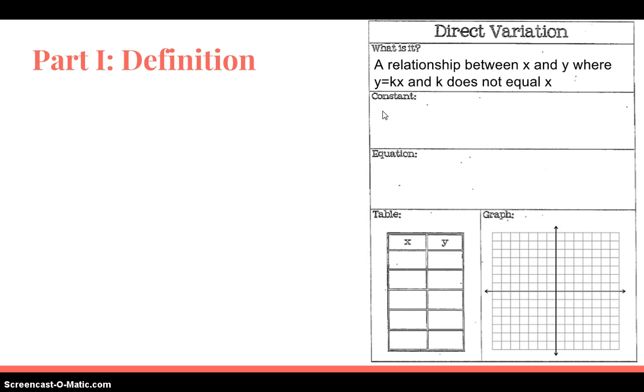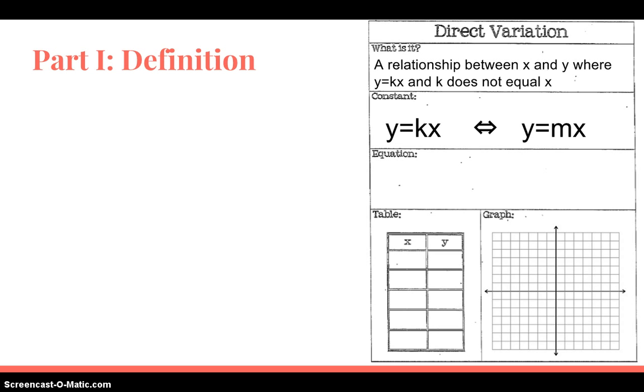Any equation that looks like that, y equals some number times x, and that number does not equal x, so we don't have y equals x times x, which would be x squared. That's different. We need y equals some number times x. That's a direct variation. Now, that k we call the variation constant. You can write that down.